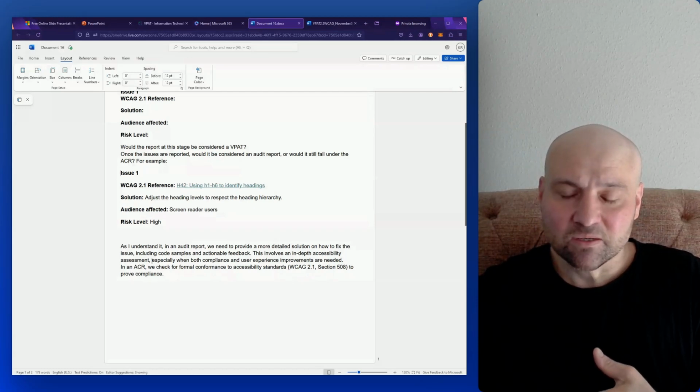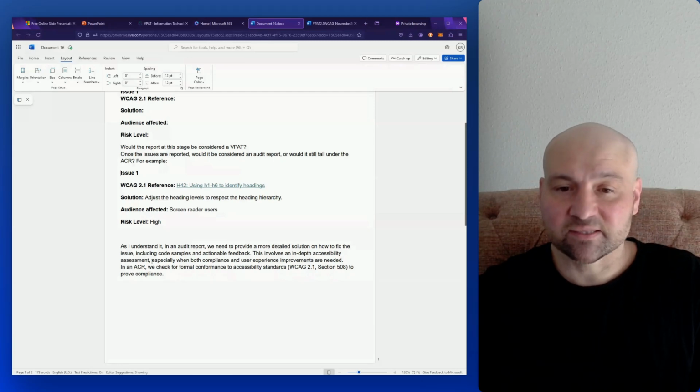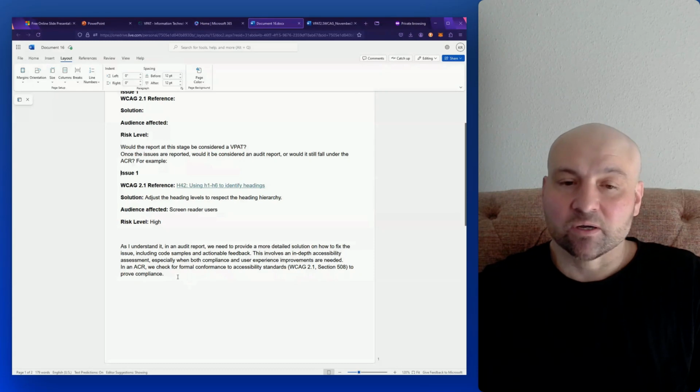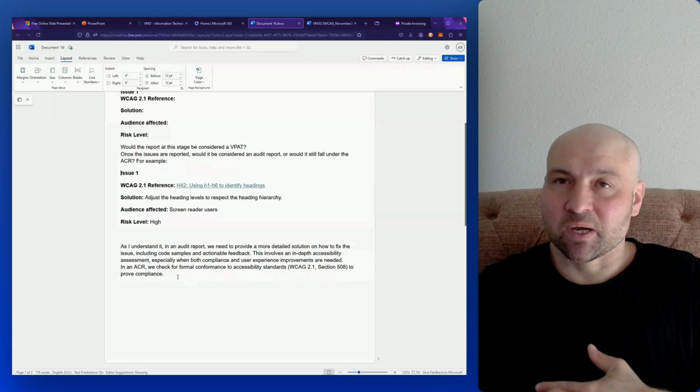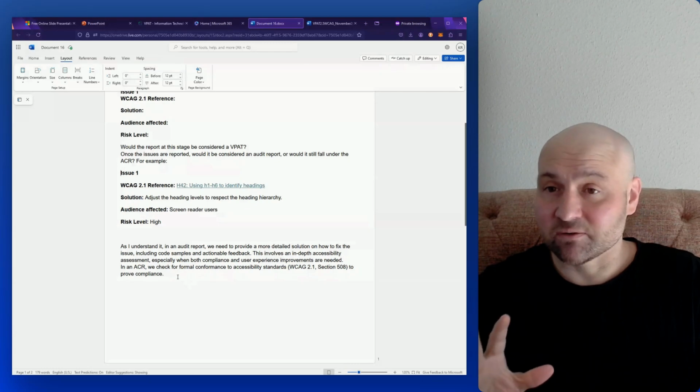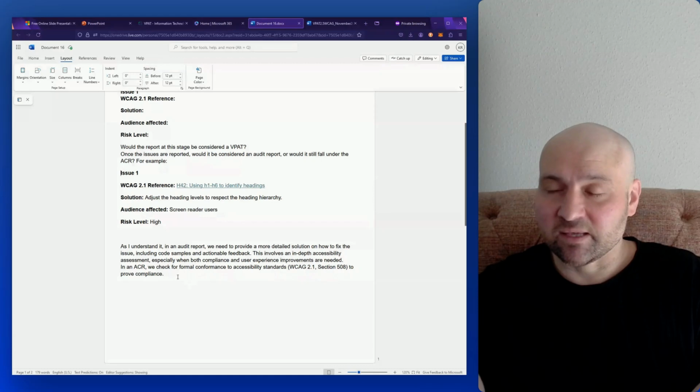So again, it says, as I understand it, in an audit report, we need to provide a more detailed solution on how to fix the issue, including code samples and actionable feedback. This involves an in-depth accessibility assessment, especially when both compliance and user experience improvements are needed. In an ACR, we check for formal conformance to accessibility standards to prove compliance. Well, one other thing to keep in mind about ACRs is you don't have to have an ACR with zero accessibility issues. The ACR is just a reflection of whatever the state of accessibility is.